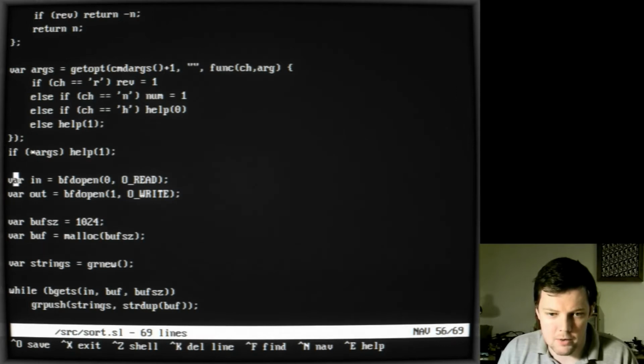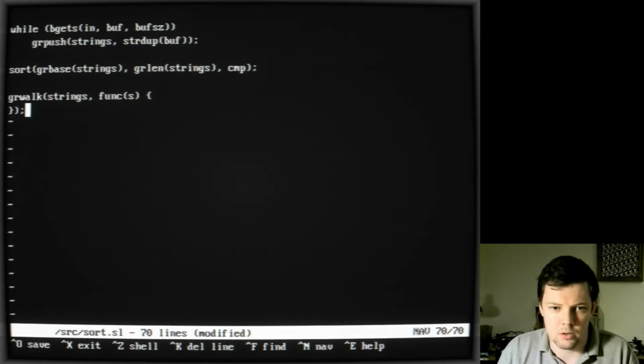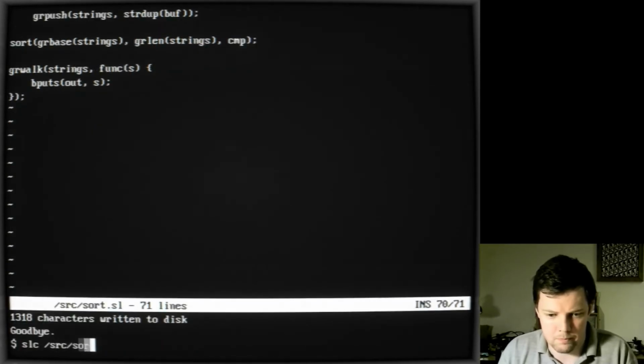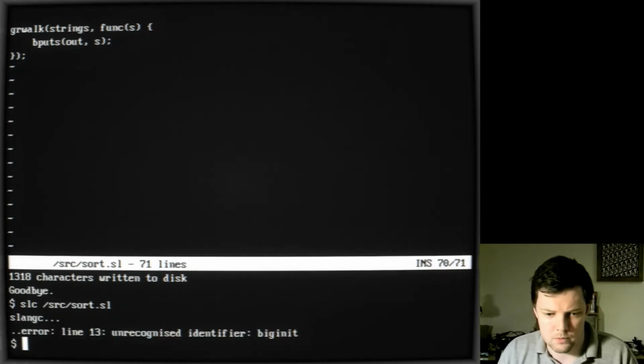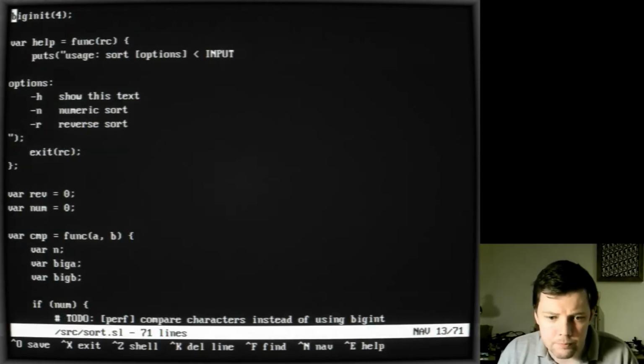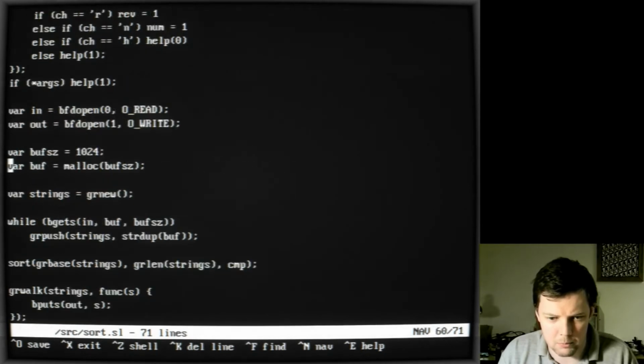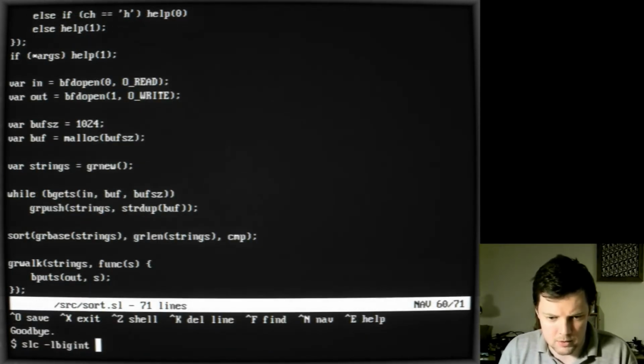I've actually noticed a bug in this. It creates a buffered IO object for the output, but then outputs them the really slow way. Why is it big ends? What's it doing with big ends? Oh, that's for numeric comparison. Okay, fine. So it won't be using big ends. But we still need two integers. Is it dash out big or dash out big end? I think it's dash out big end.